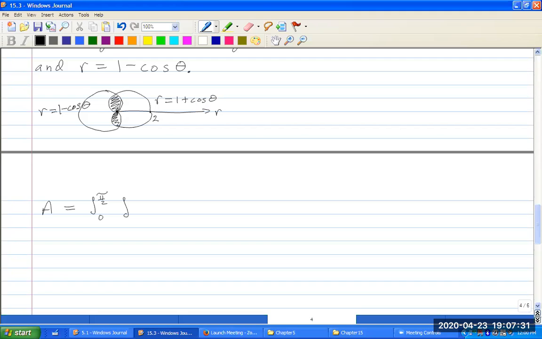This length here, this r here, will go from 1 minus cosine of theta to 0. And this is r. And then I'm just integrating 1. So this is 1 r dr d theta. Plus, now let's go the other route. Let's go from pi over 2 to pi.